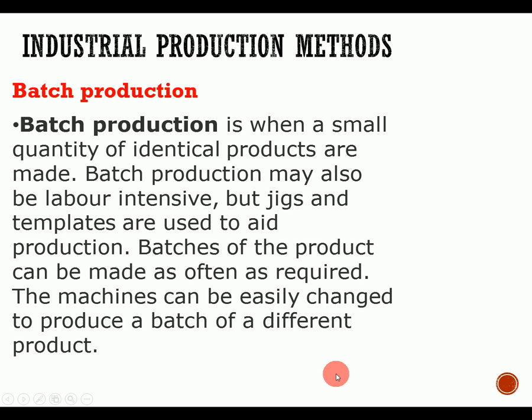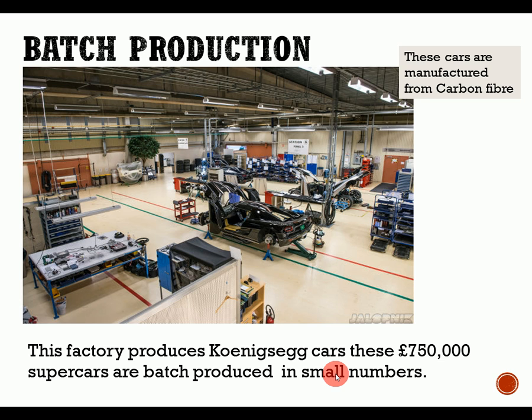Batch production is when a small number of identical products are made. Batch production may also be labor intensive, but jigs and templates are used to aid production. Batches of the product can be made as often as required and can easily be changed to produce a batch of a different product. In this factory we can see here batch production of sports cars. These supercars are batch produced in small numbers.